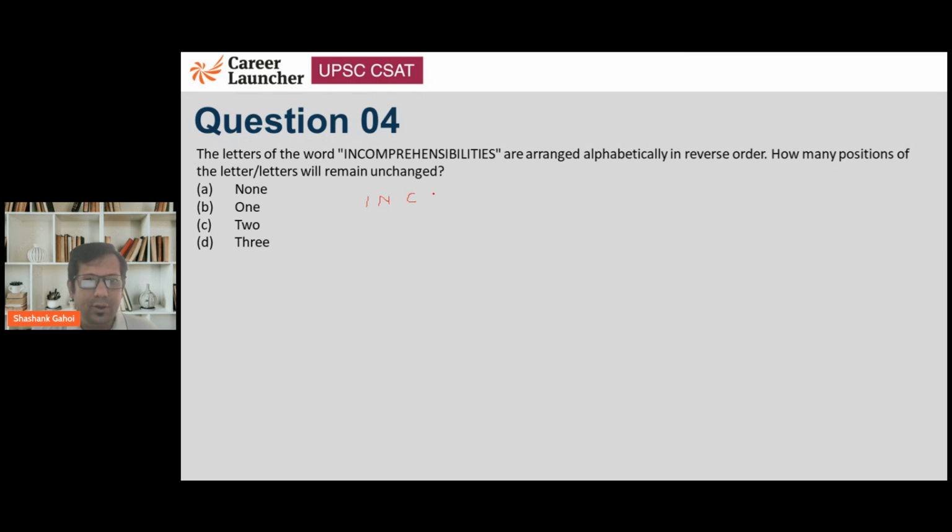So in... B I L I T I E and S. Now it is not reversed. The question is not saying you are just reversing it. The question is saying it is arranged alphabetically, then it is arranged in reverse order.